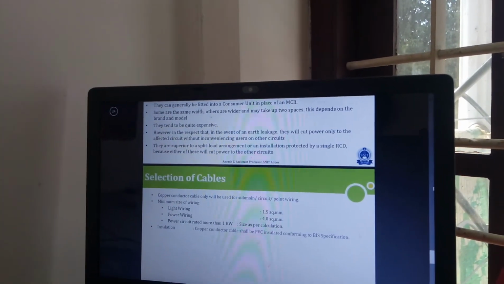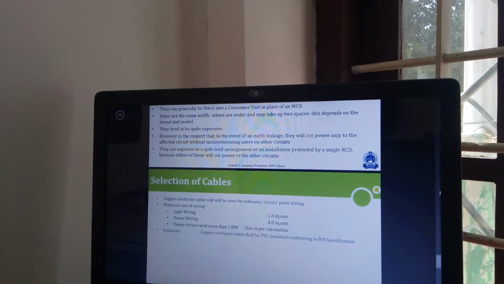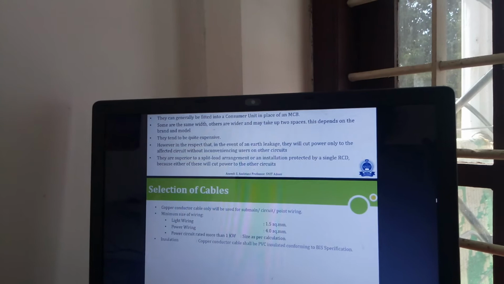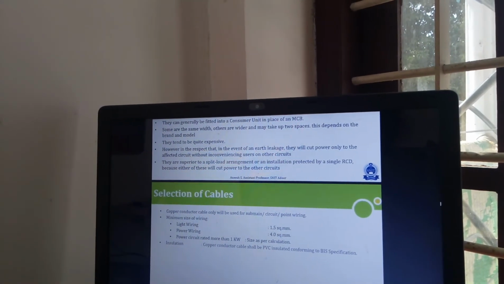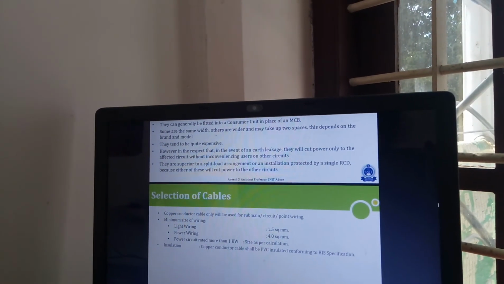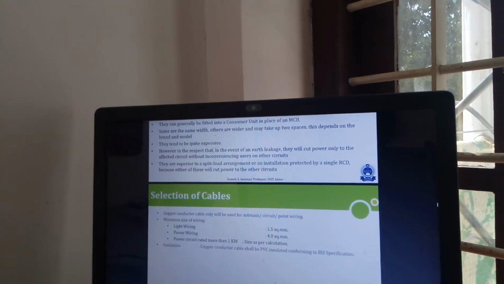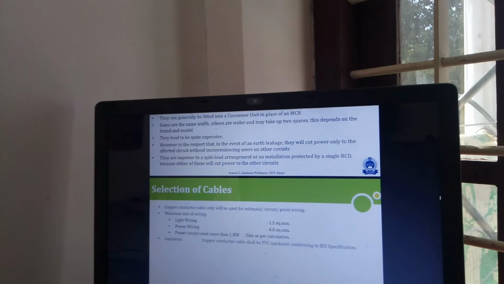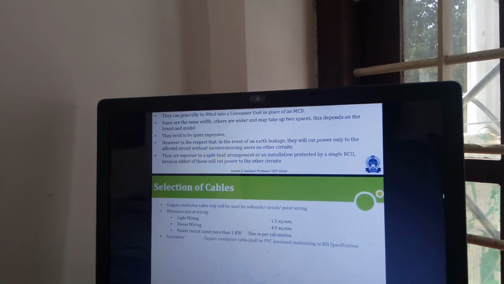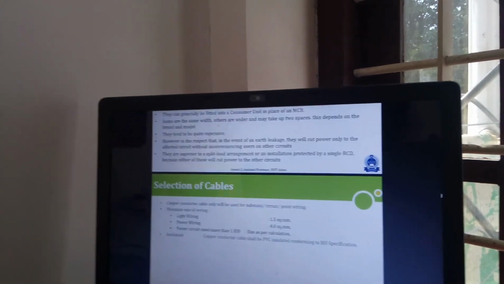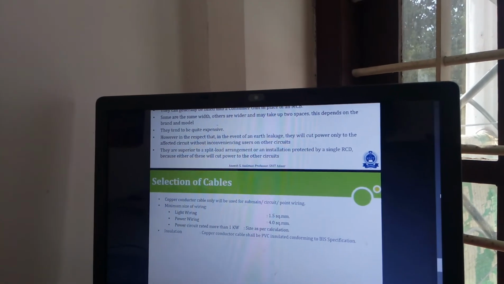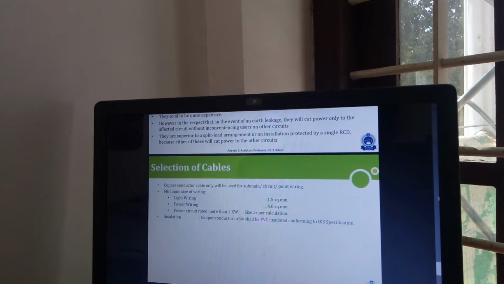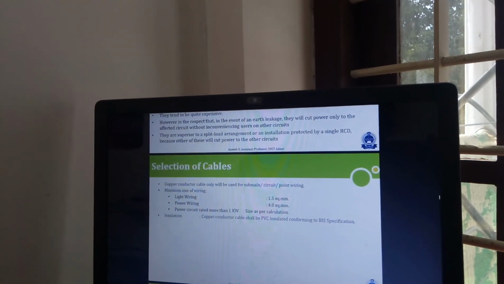Now, selection of cable. Copper conductors are used in cables. Now, aluminium is also available. For lighting purposes, 1.5 square mm is used, and for power circuits, 4.0 square mm is used. Usually it is expressed in mm square. For power circuits more than 1 kilowatt, we have to calculate the size. Otherwise, you can take it as standard. Nowadays, copper wire is insulated with PVC as per BIS standard.